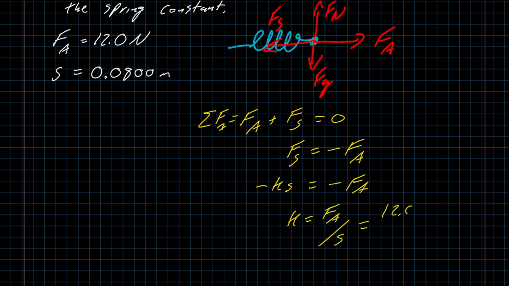Fa is 12.0 newtons, s is 0.0800 meters, and when you punch that into a calculator, you get 150. I'll put a decimal point at the end because that 0 is significant. And my units here are in newtons per meter.